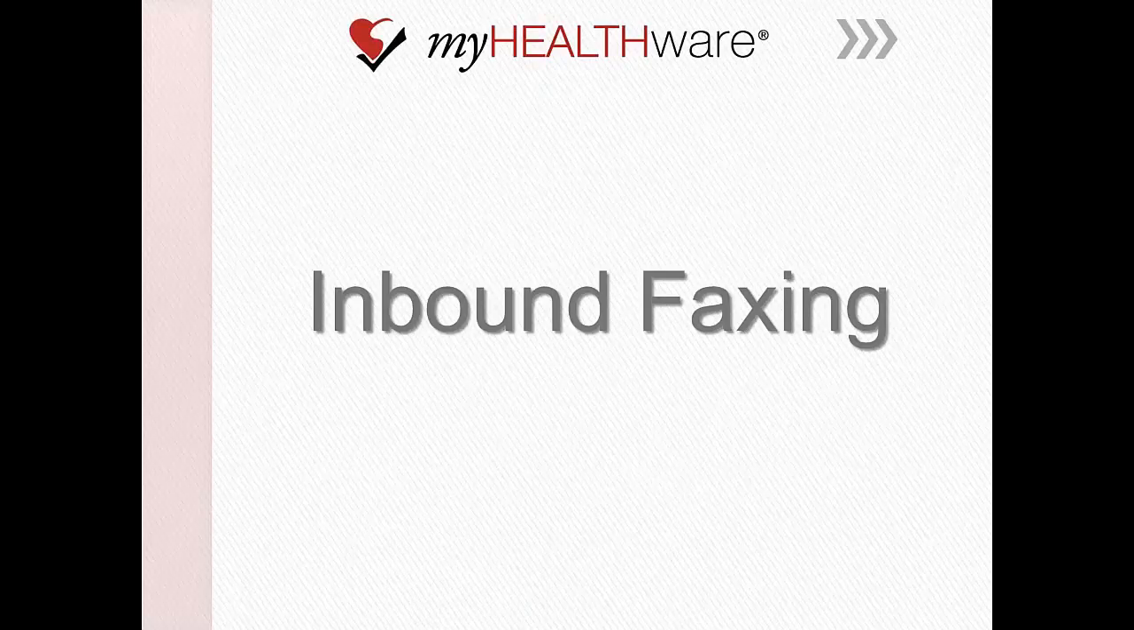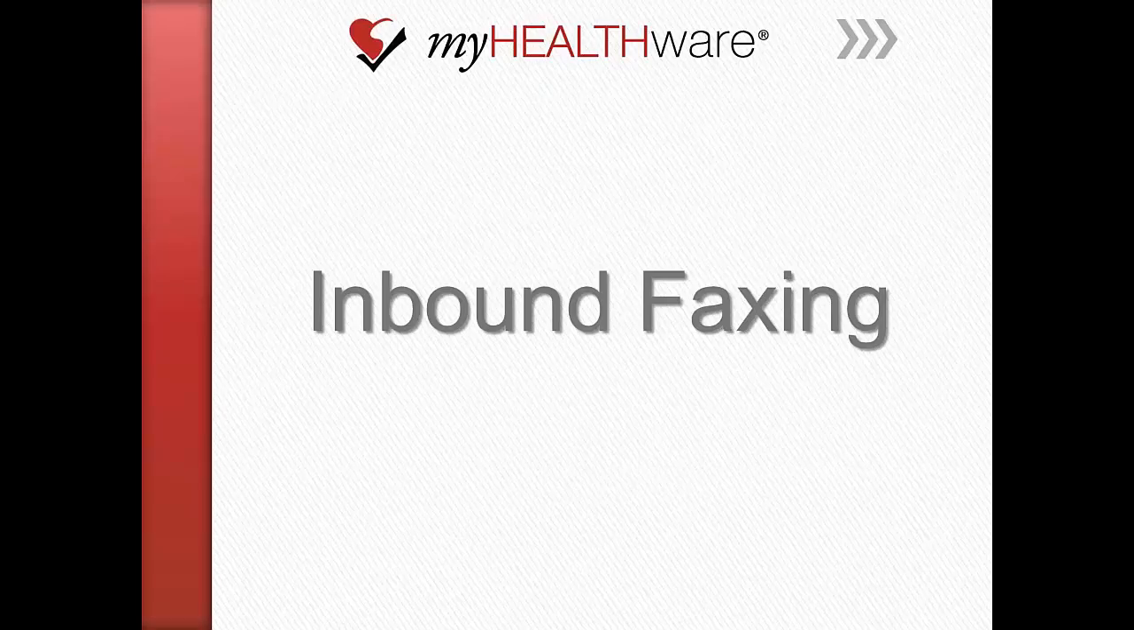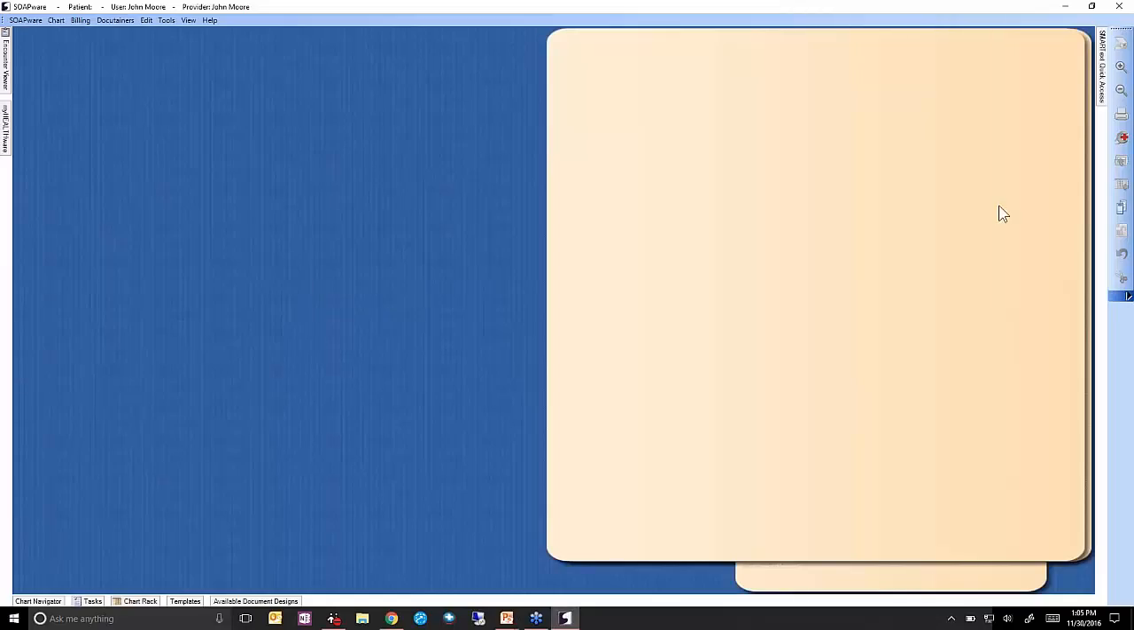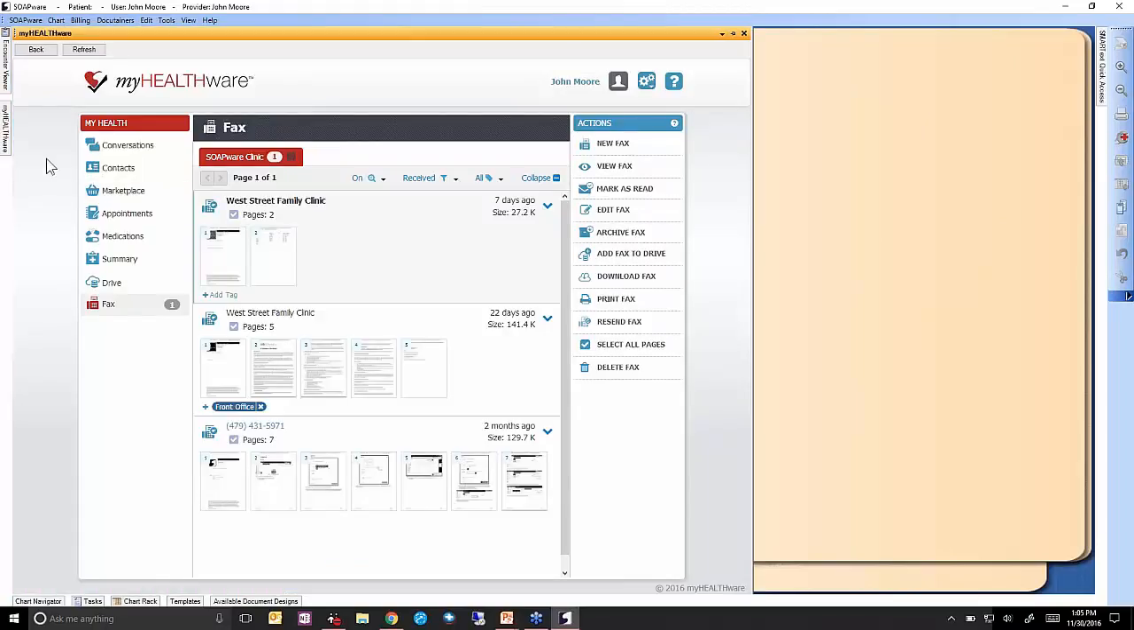So we're going to start by taking a look at the workflow and the features that are available for inbound faxing into myHEALTHware Fax. So I'm going to switch over to SOAPware here, and we'll take a look at the myHEALTHware Fax interface. Now, once you have installed the myHEALTHware Fax system, you will have a new tab in your myHEALTHware at the bottom under the myHealth panel.